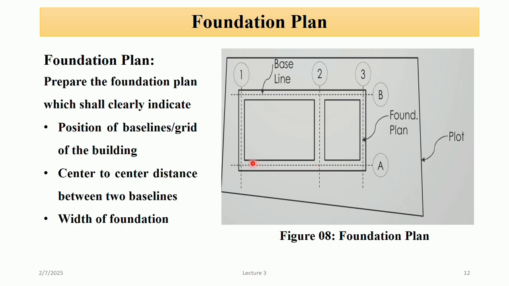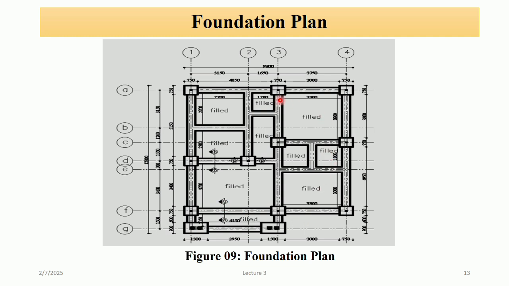So the necessary things are, we have to know the position of the baseline or grid line. For that we need the center to center distance between the baselines, and then we have to know the width of the foundation. By this information we can draw a foundation plan. So this is a detailed diagram for a foundation plan. In this you can see the grid lines of the building, the center to center distance between the baselines, and the width of the foundation.